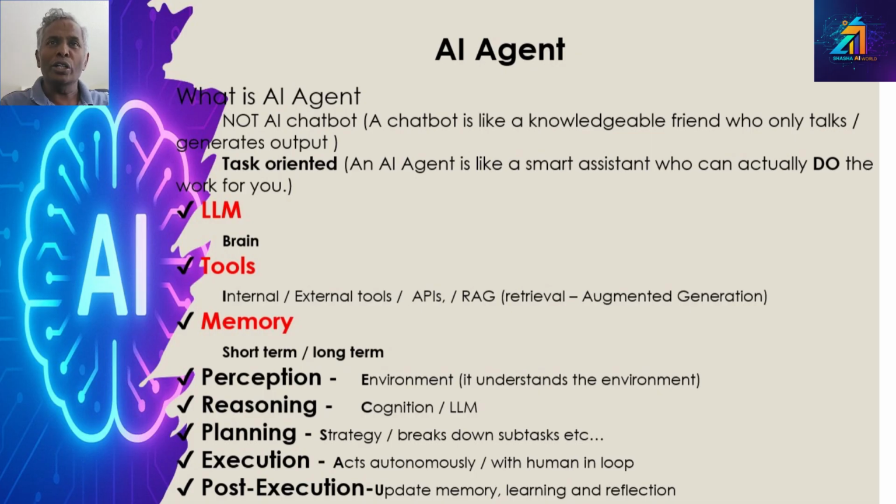Actually, what is an AI agent? Nowadays, everyone talks about AI agents everywhere. Is it an AI chatbot? No, more than that. An AI chatbot is a knowledgeable friend. It generates text output or video content or audio. It talks only, but an AI agent performs tasks or completes some task for us. It does some work for us. Any AI system that performs any task for us is called an AI agent.